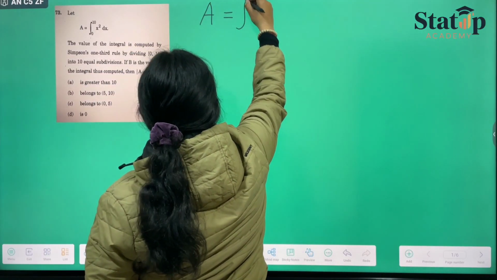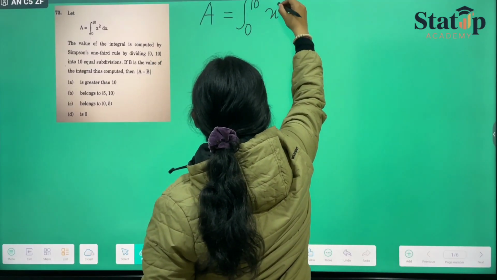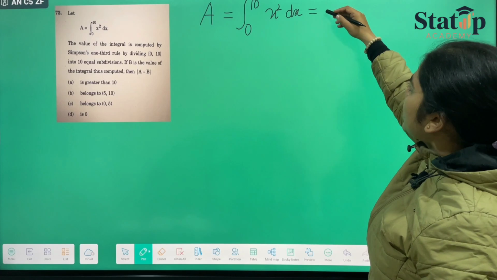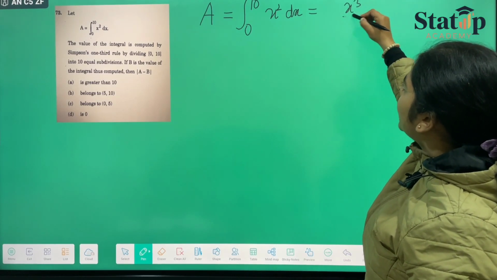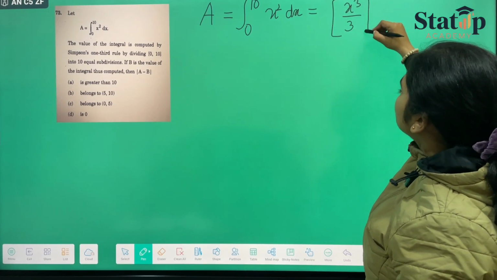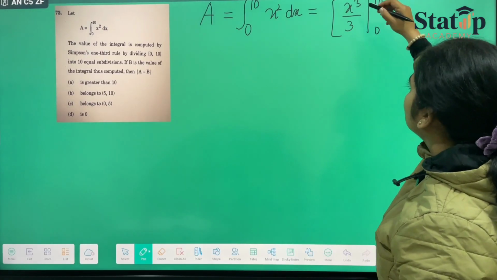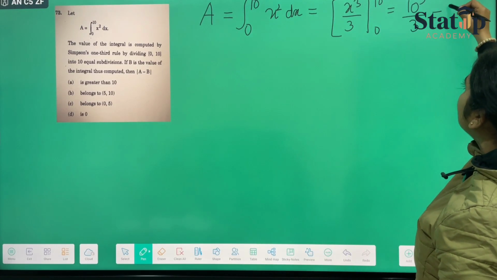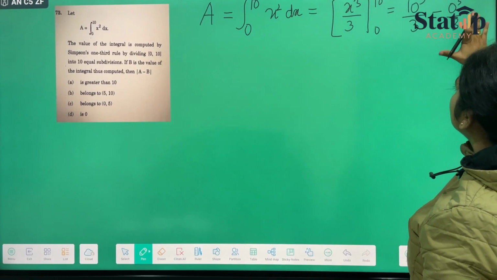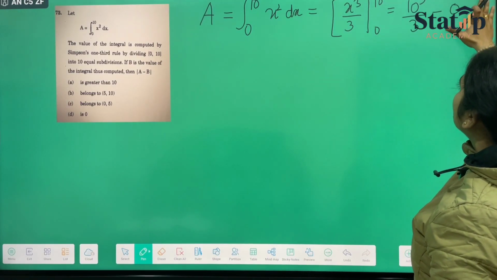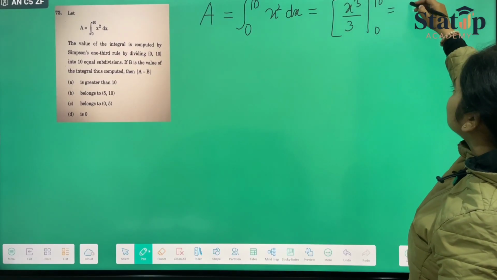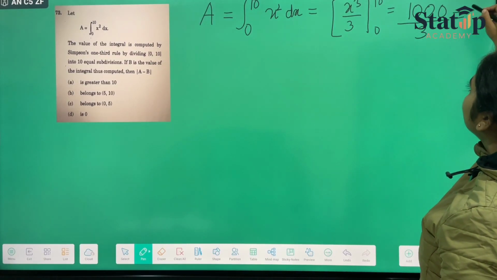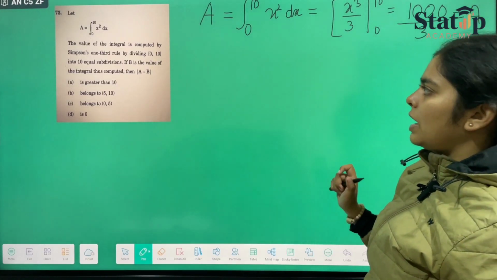A is the integration of 0 to 10 of x square dx. We just have to directly integrate here. So the integration of x square will be x cube by 3 with the limits 0 to 10. Now x cube by 3 will be 10 cube by 3 minus 0 cube by 3, and the 0 part we'll ignore, and the answer is 10 cube, 1000 by 3, which is our value of a. So first one we have calculated.